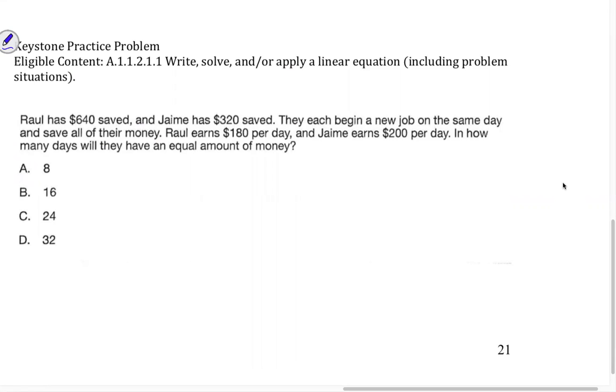So what we're going to do is have Raul and Jamin, okay? When are they going to have the same amount? That means equal. Yeah, how much money has Raul saved so far? $640. How much does he make per day? 180. So I'm going to write 180D plus 640. Are you okay with that?